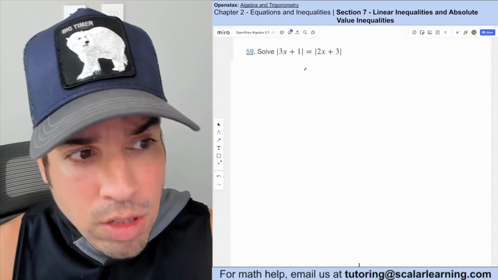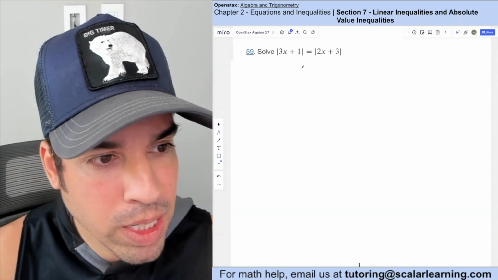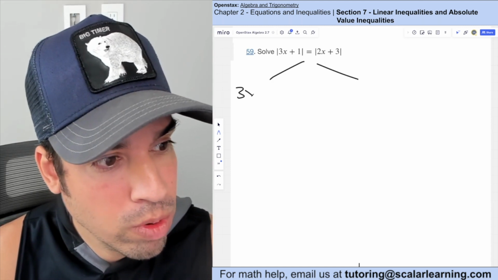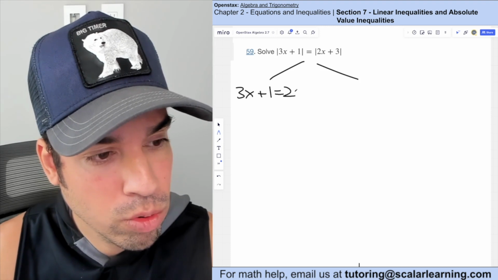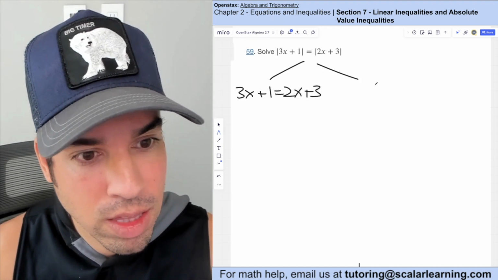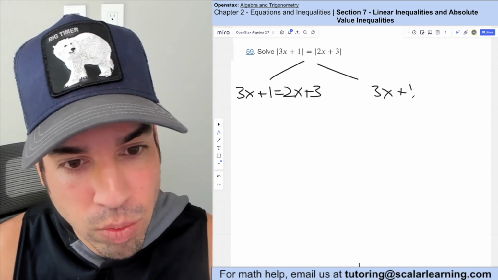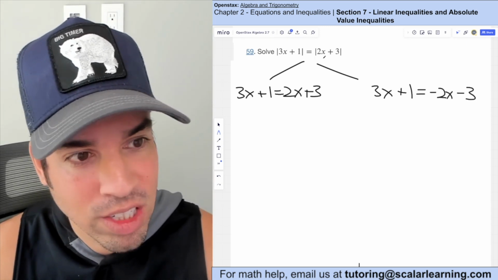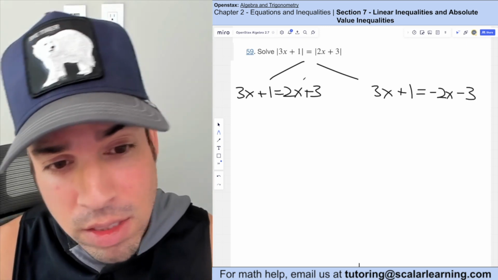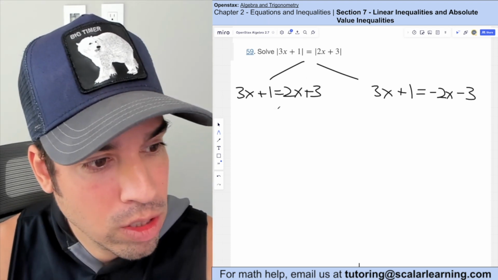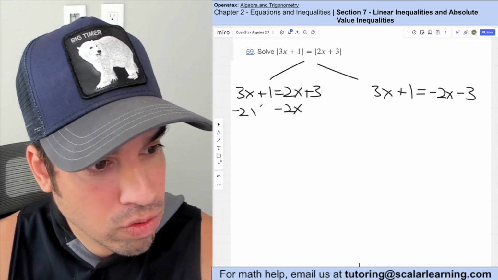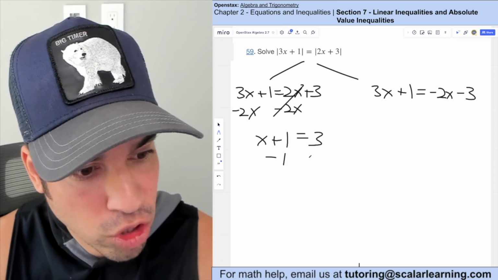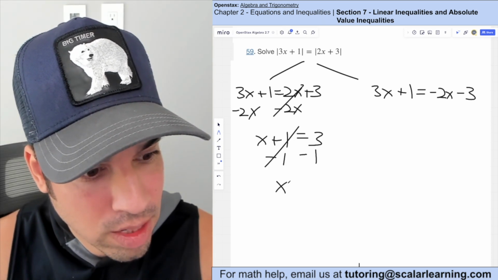When we have these double-sided absolute values, you basically bifurcate the exact same way as if you had a single side. So we're going to start with 3x plus 1 equals 2x plus 3. And then the other one is going to be 3x plus 1 equals negative 2x minus 3. So I'm just negating everything on one of the sides. It's kind of arbitrary which one. So now we're going to solve. We're going to subtract 2x from both sides, and we get x plus 1 equals 3. Subtract 1, x equals 2.